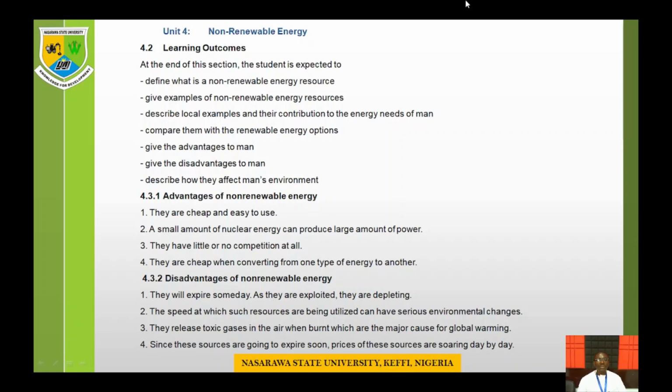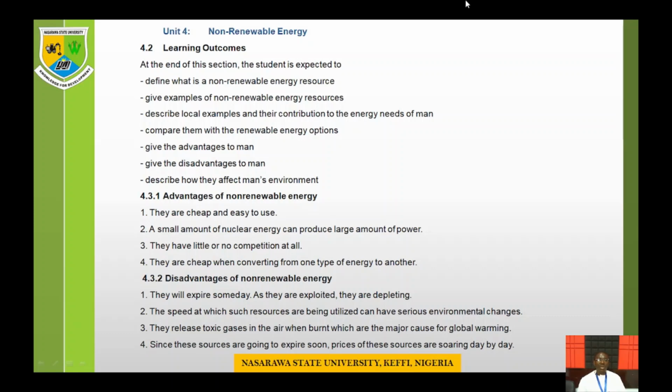of non-renewable sources. They are cheap and easy to use. You can see everywhere you turn around there is petrol. A small amount of nuclear energy can produce a large amount of power. Remember, the world has not recovered yet from the nuclear bomb detonated during World War II. That is how much energy can be produced from nuclear. So it's a major advantage.